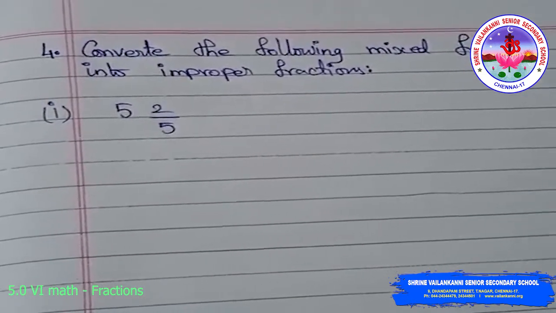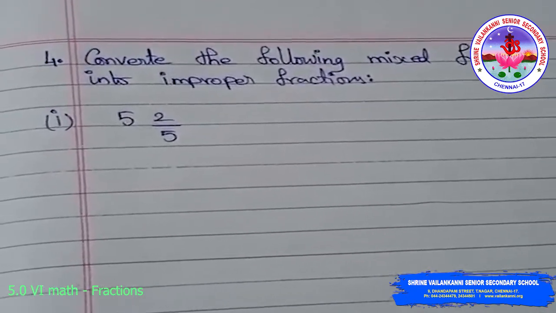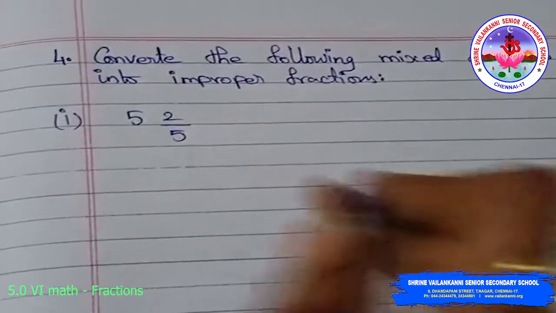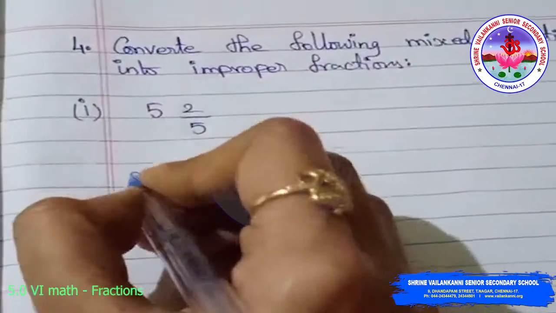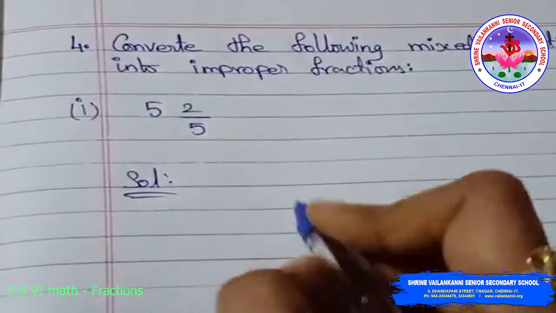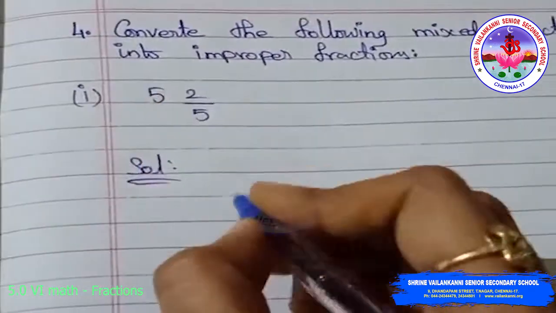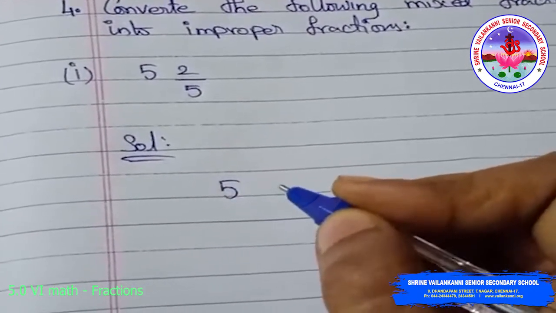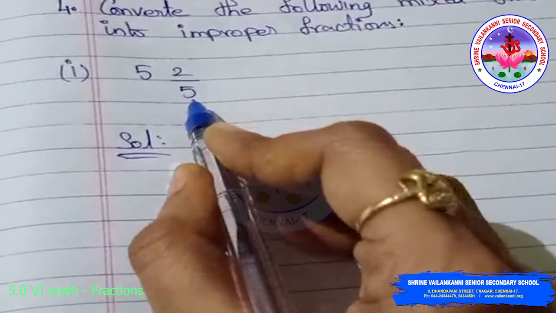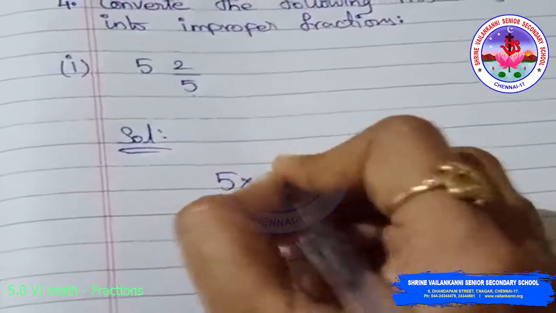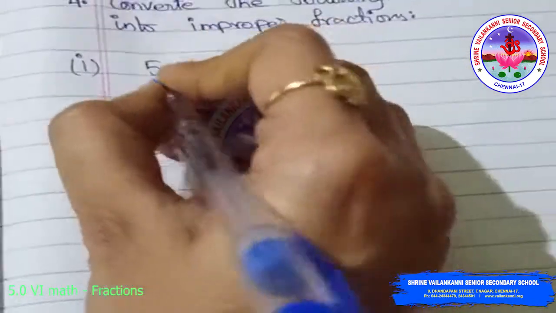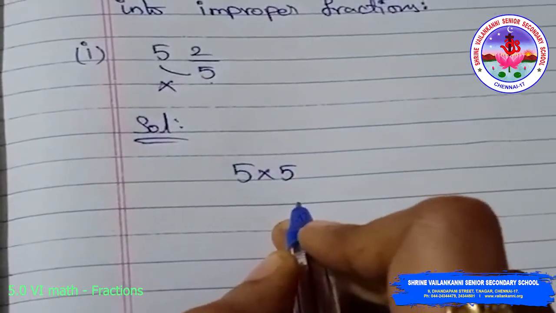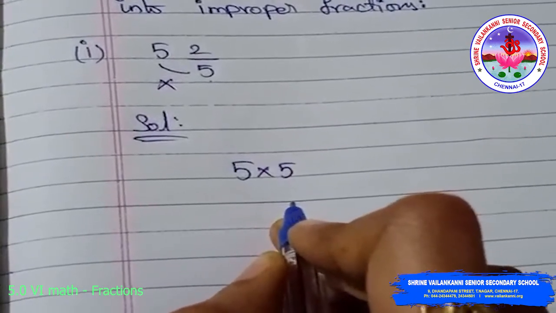Next, fourth question. Convert the following mixed fractions into improper fractions. The question is 5 2 by 5. Solution. Multiply its whole number, here the whole number is 5, by the denominator of the fraction part. Here the denominator of the fraction part is 5. Now you multiply 5 into 5. The next step is to add the numerator of the fraction part to the product obtained.